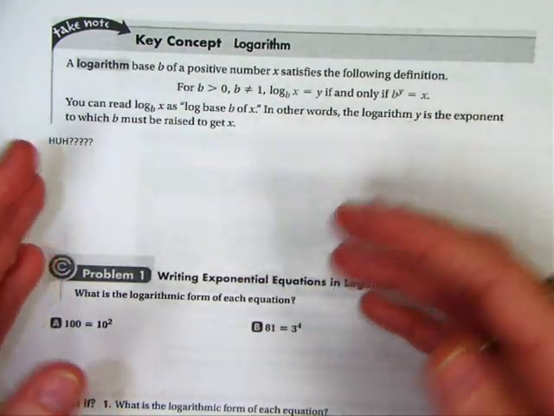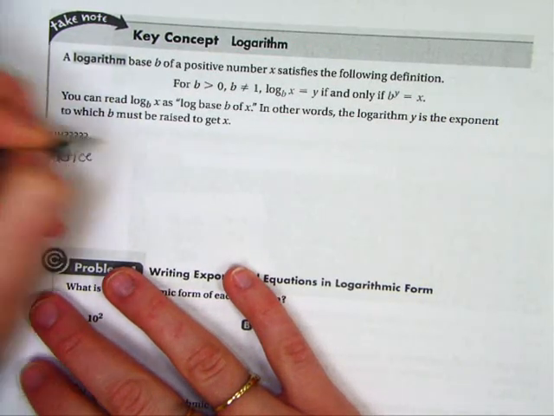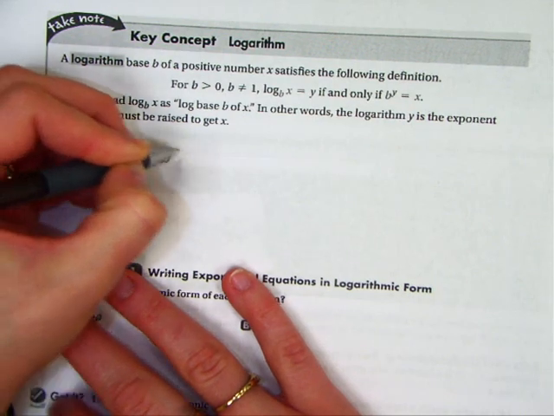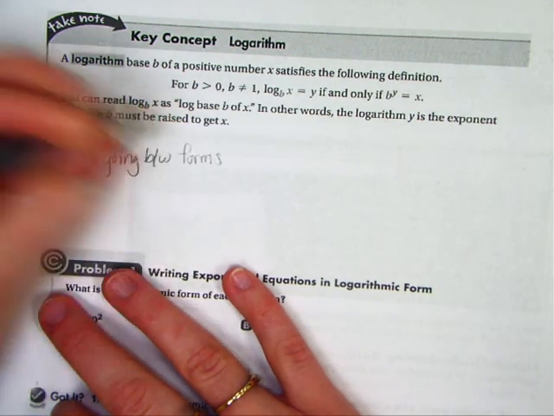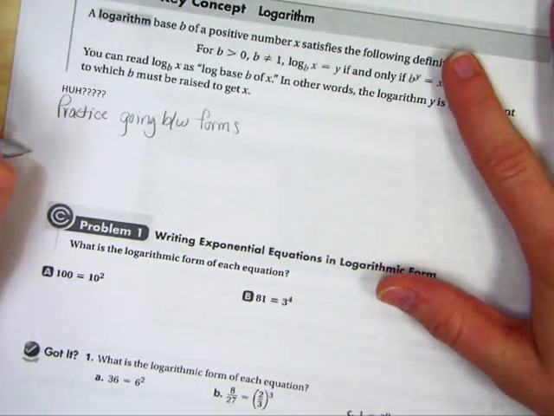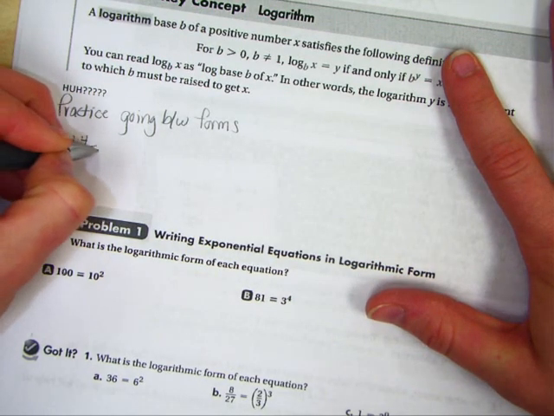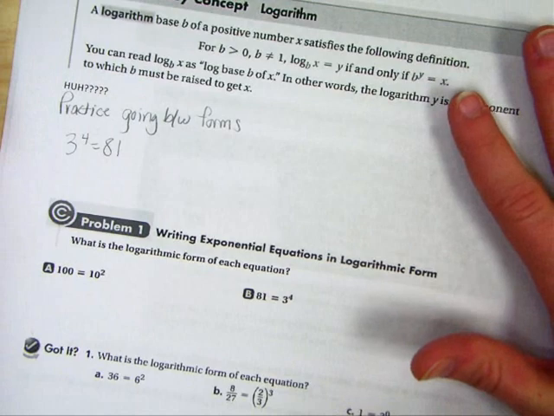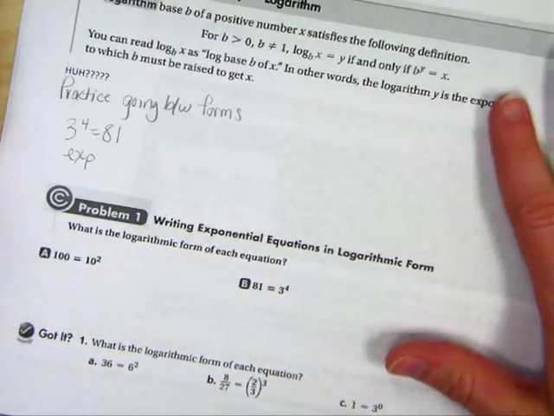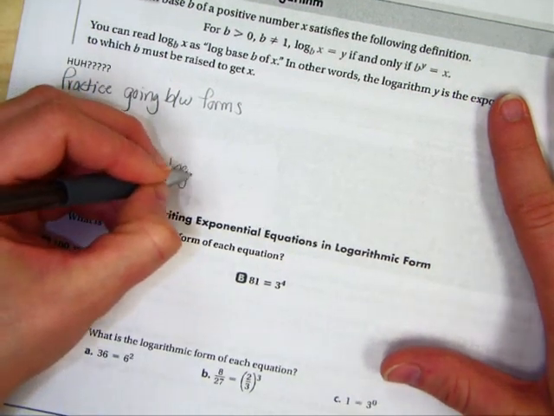I want to practice, okay, let's write this down. Let's practice going between forms. And that's really going to help you understand this box up here. Now let's pretend that I give you something like, you ready? Pretend I say 3 to the 4th is 81. I do hope you agree with this. This is called exponential form. You should be very familiar with exponential form. Now, how can we write this in logarithmic form?